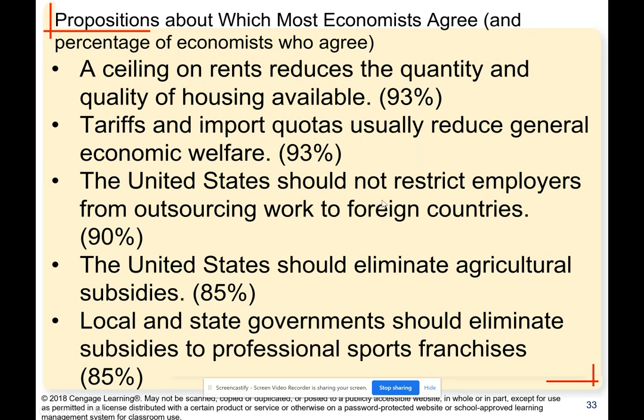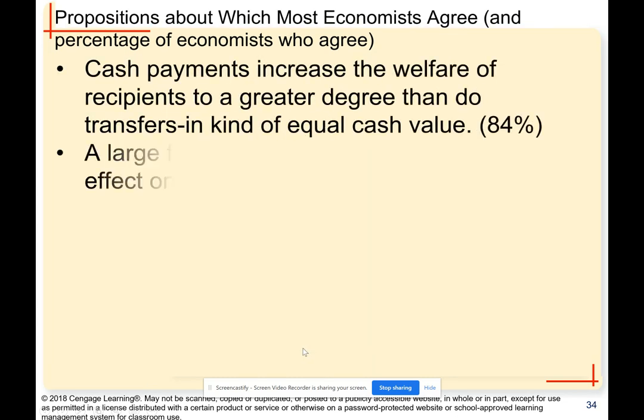The United States should not restrict employers from outsourcing work to foreign countries. 90% of economists agree. Free trade, let businesses produce where they want. Cross borders, free trade. The United States should eliminate agricultural subsidies. 85% of economists agree. Local and state governments should eliminate subsidies to professional sports franchises. Economists, 85% of economists agree.